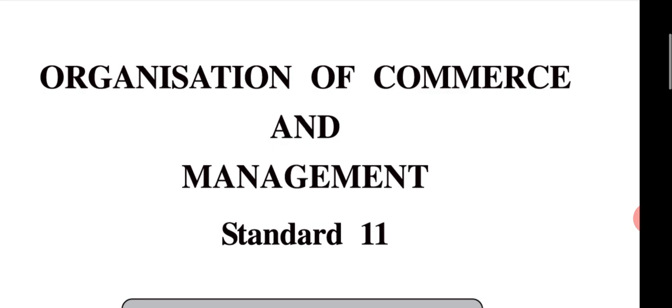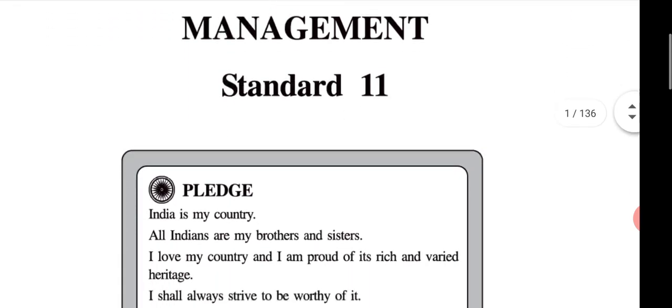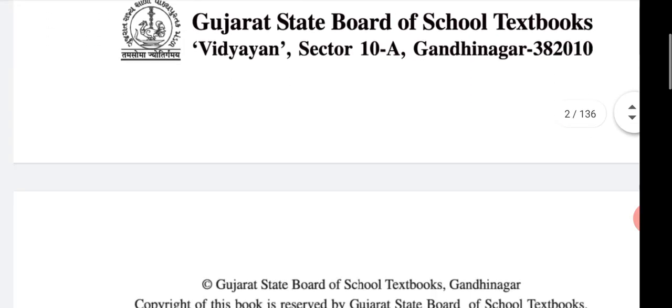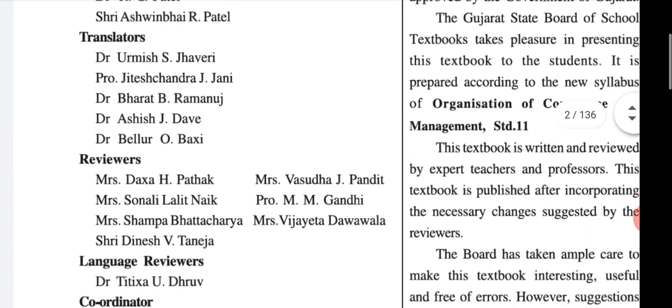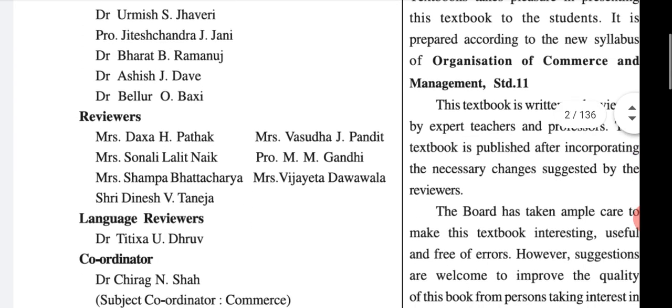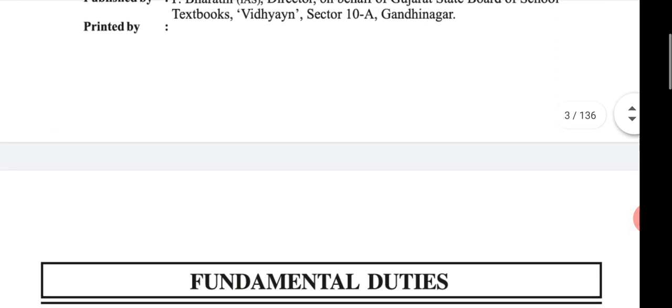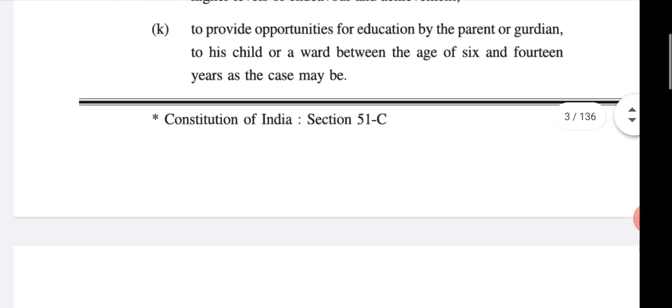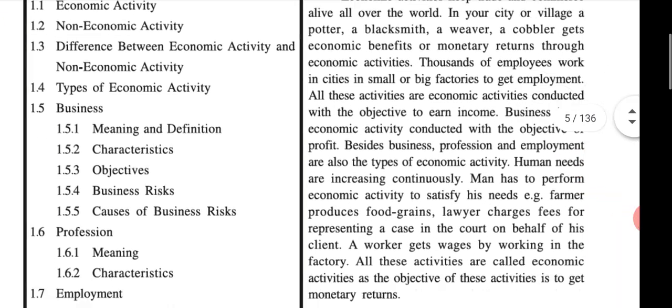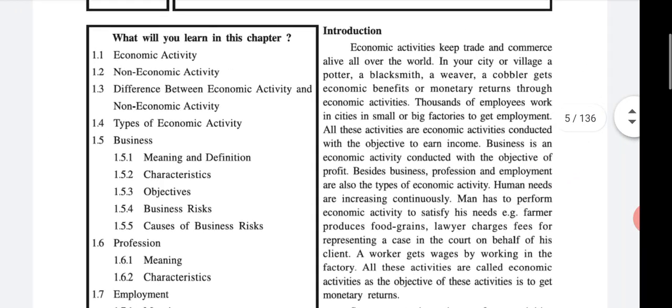Okay, good. Today we are going to start lecture number 4 of chapter 1. Before that, we will discuss some topics which we have already studied in lectures number 1, 2, and 3, so we can do revision also.